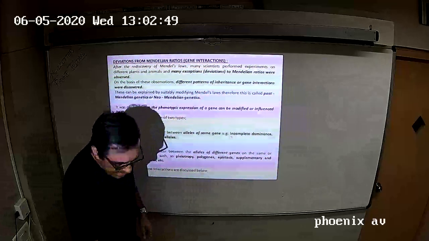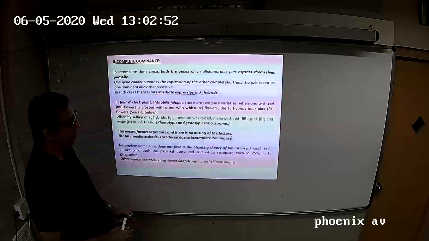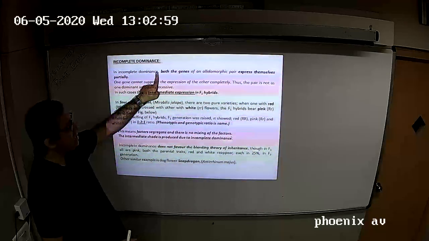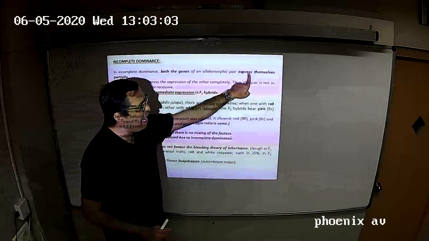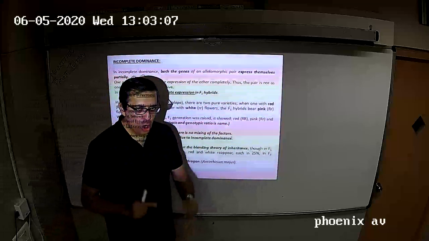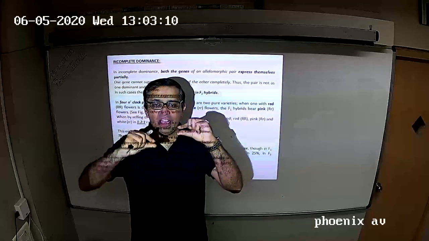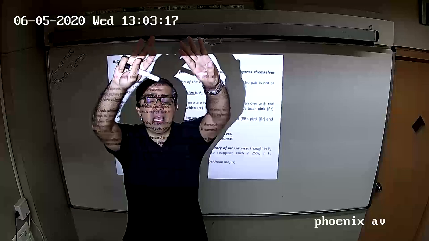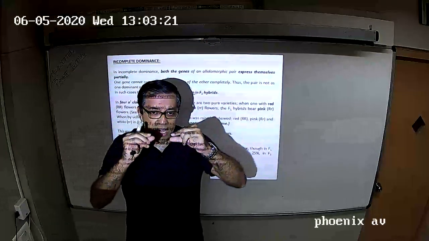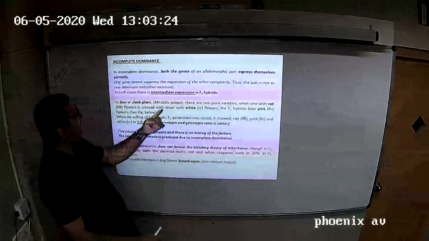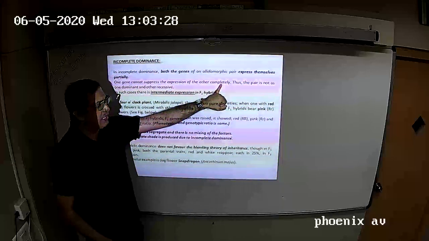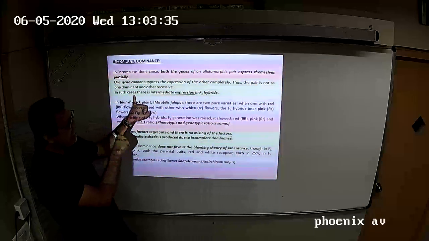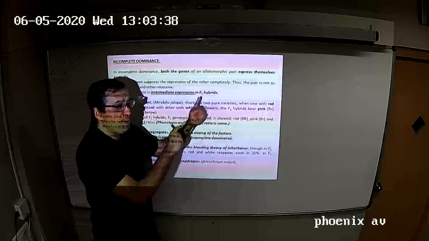First, we go into the concept called incomplete dominance. In incomplete dominance, listen carefully all of you, both the genes of an allelomorphic pair express themselves partially. So of the two genes, it is not that one gene is dominant and one gene is recessive. Both genes express themselves, so there is no dominance or recessiveness. Both genes express themselves partially, and one gene does not suppress the expression of the other completely. Hence the pair is not one dominant, one recessive. Rather, in such cases, there is an intermediate expression in the F1 hybrid.